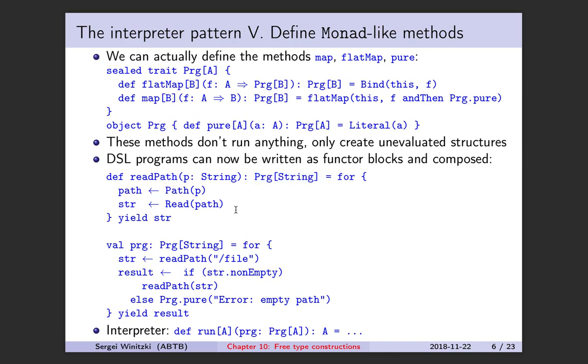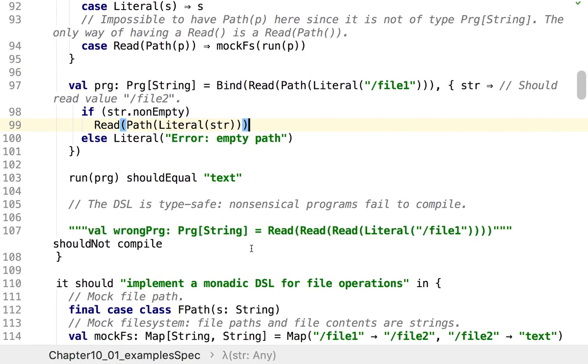So we take a path, we read that file's contents. And this is the standard Scala syntax for the functor block, as I call it, or the for-yield block. And we can use this syntax now because we have defined flat map and map in the program trait. And now we can easily combine and reuse the monadic values in another functor block. So we can write this code as functor blocks as we would do with any other monad. So let's see what the interpreter looks like for this monadic DSL.